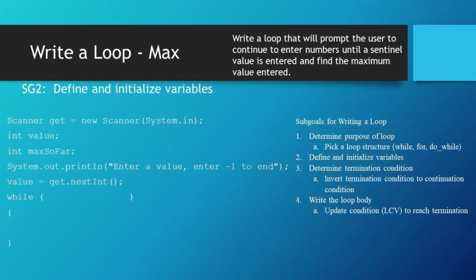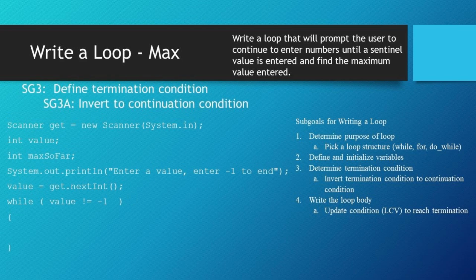For subgoal 2, we define and initialize the variables. We are reading in values from the user, so we need a scanner. We are going to read the values into an integer variable called value. We need to store the maximum value, so we declare a variable called maxSoFar. Then, we have our prompt to the user, followed by our priming read statement, where value is assigned the scanner's next integer.